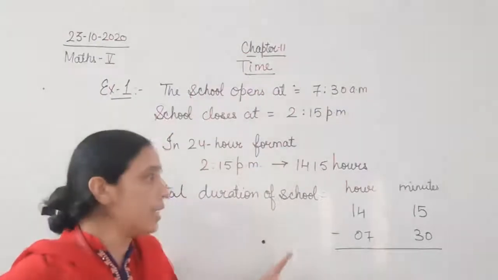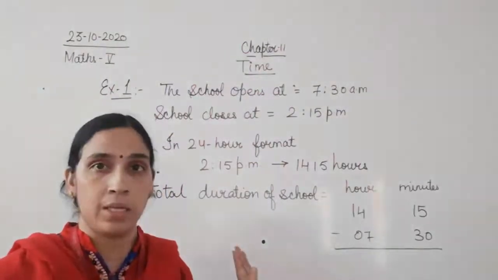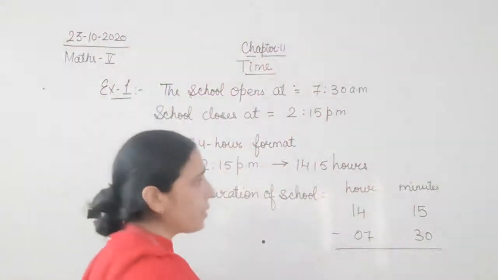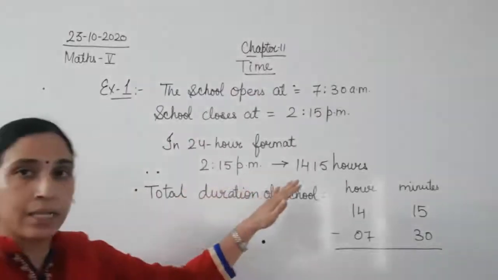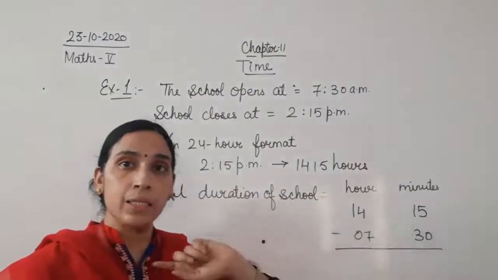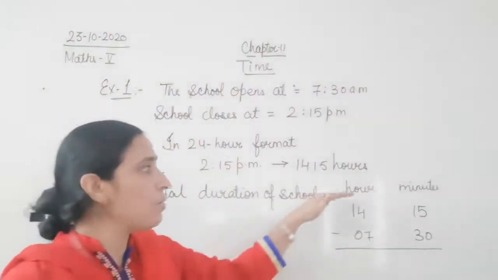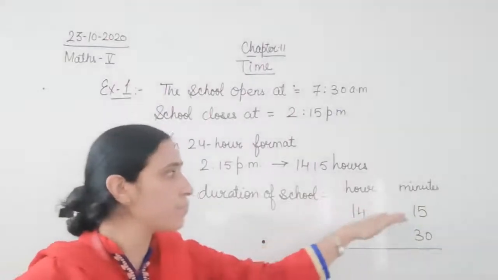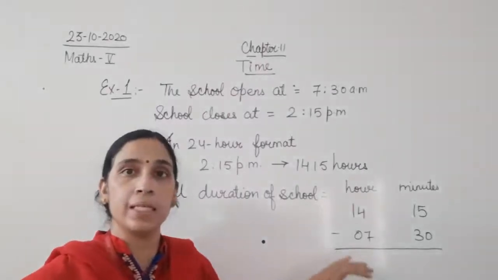For finding time duration, you must do subtraction. Subtraction is only required. Here we have written 2:15 PM as 14:15 hours in 24-hour format. After that, for the total duration of school, we write hours and then minutes. 14 hours 15 minutes, from that we subtract 7 hours 30 minutes.